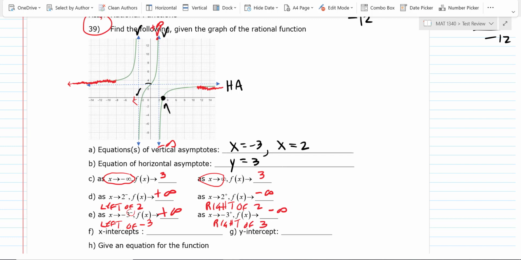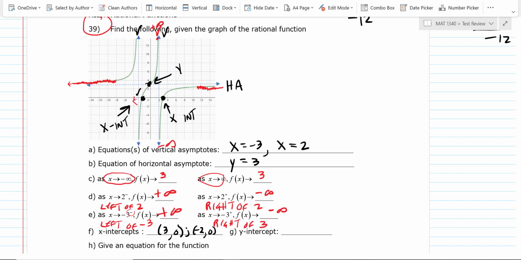Okay, so now if we look at this, the other important thing is, what are these x-intercepts? Well, you have an x-intercept at (3, 0). That's super important. And then you have another x-intercept at (-2, 0). Okay, so these are your x-intercepts. Okay, so we got that. The y-intercept is right here.